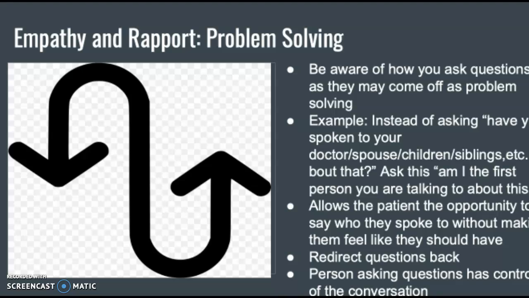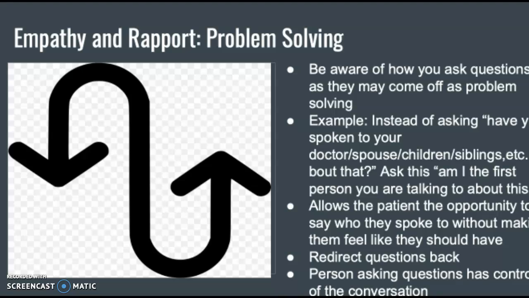It is important to think about the way you ask certain questions, as they may come off as problem solving. One of the biggest mistakes that hospital volunteers or pre-health professionals who interact with patients make in general is that they say, "Have you spoken to your doctor or spouse or children or parents, etc. about that?" Sometimes it might seem like the problem would be addressed if they reached out to someone or confronted the person they have a problem with, or if they went and spoke to the doctor. But this is not something for you to decide.